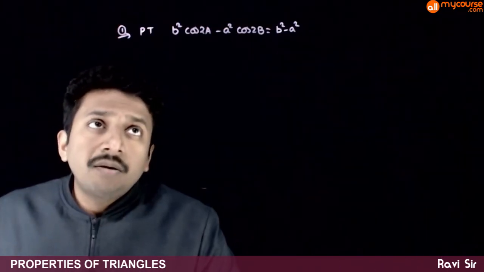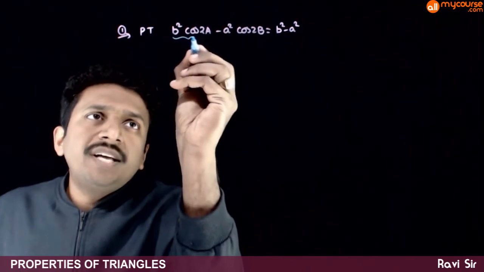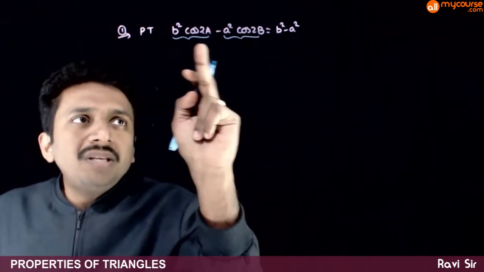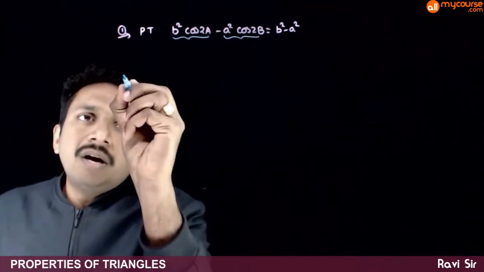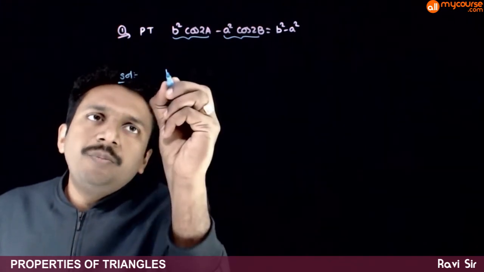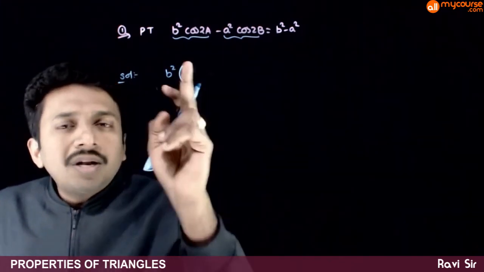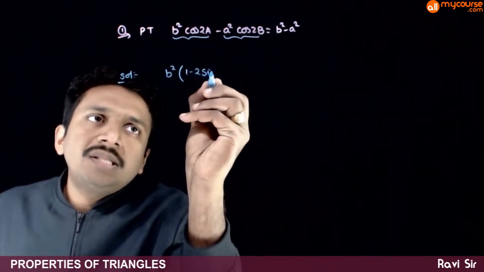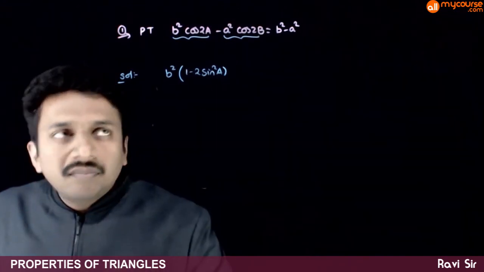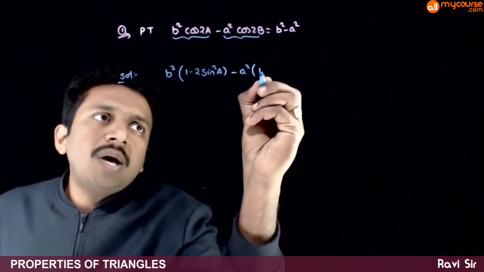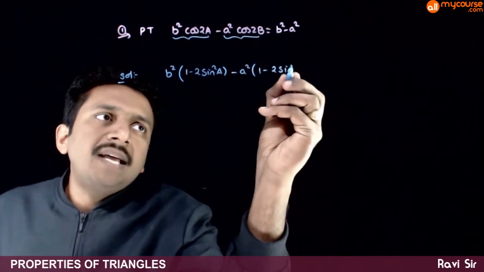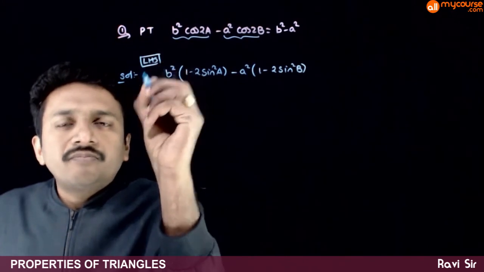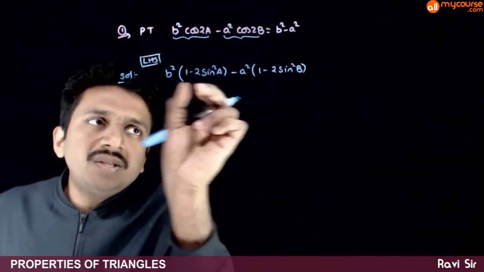So let us look at this question. In this question, you are asked to prove that b square cos 2a minus a square cos 2b is equal to b square minus a square. So how do we prove this? So b square times, what is cos 2a? Cos 2a can be written as 1 minus 2 sine square a, minus a square times 1 minus 2 sine square b. This is the LHS. Now you are asked to prove that this is equal to b square minus a square.